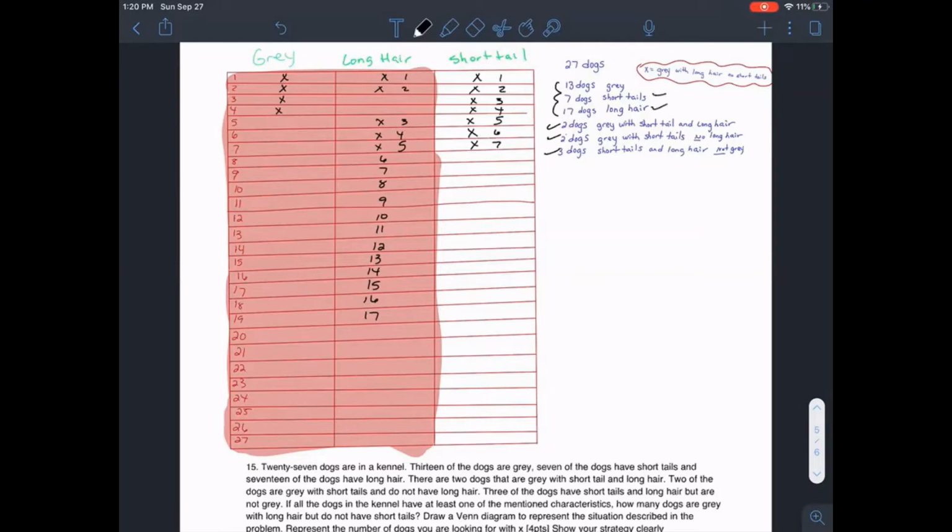And then we have 13 with gray. So far we have 1, 2, 3, and 4, and we need to add up to 13. So we're going to start here. 5, 6, 7, 8, 9, 10, 11, 12, 13. So we have only one dog that is both gray with long hair. So X is going to be equal to what?